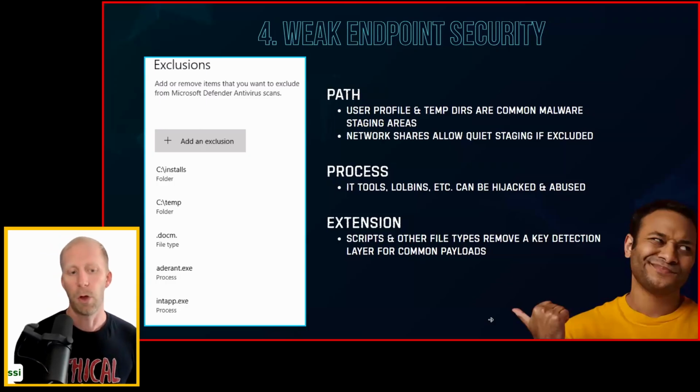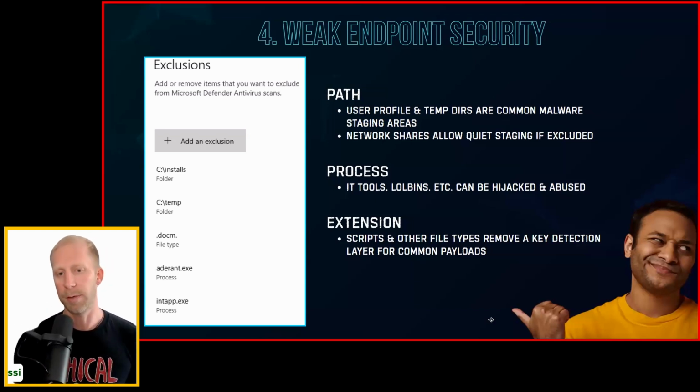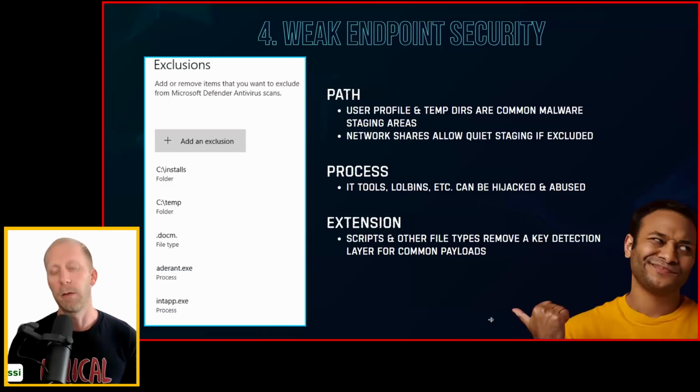Process exclusions. So, for example, here, adderant.exe, if you're just excluding them based on the process, those are easily hijacked and abused. So be on the lookout for that and don't over exclude things based on the process alone. And then extension, I've seen all sorts of weird and crazy things excluded, from whole PowerShell scripts to docm files to all sorts of interesting file types that you might not expect would be executable or be able to be used to abuse that endpoint.